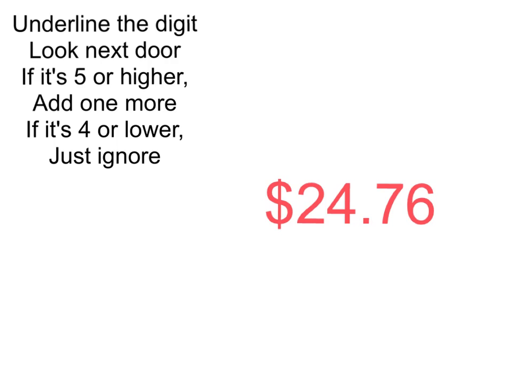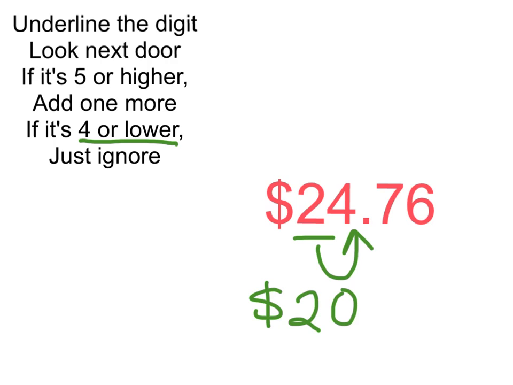Okay, one more before we start our homework. And again, we're going to round to the nearest $10. So underline the number, look next door. If it's 5 or higher, add 1 more. But it's not. If it's 4 or lower, just ignore. It is 4 or lower. So we're going to leave our underlined number the same. And then we're going to make the rest of the numbers into zeros.